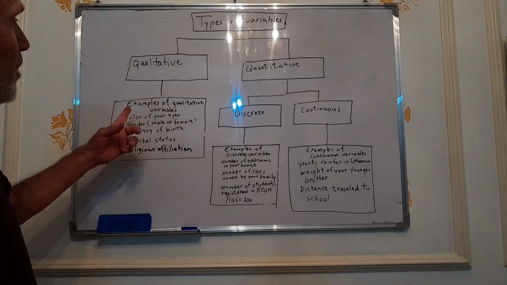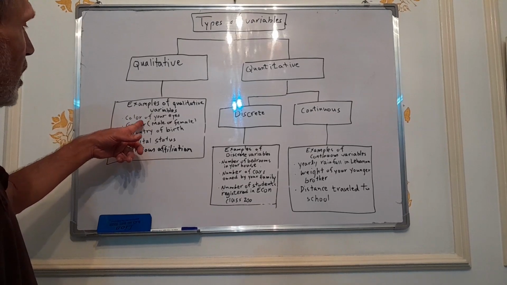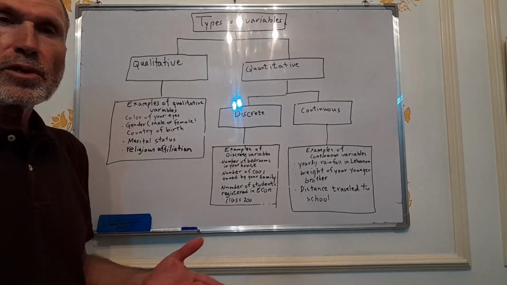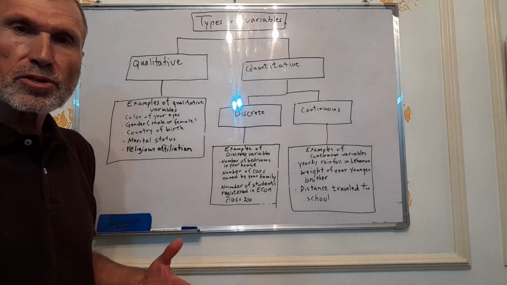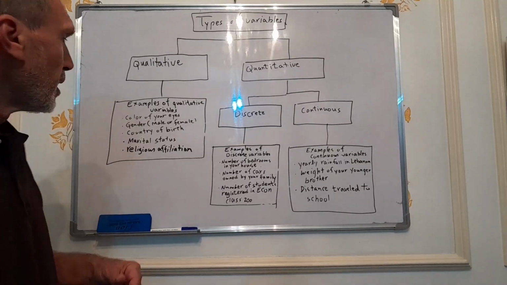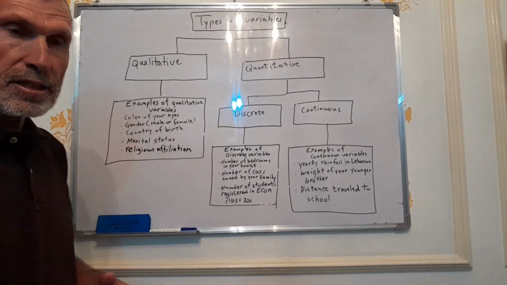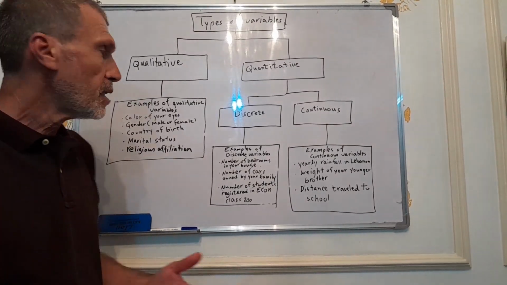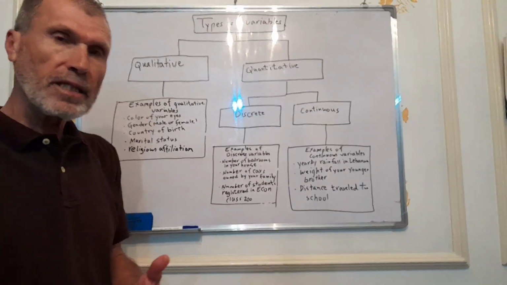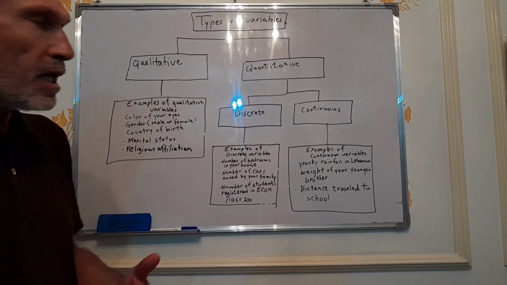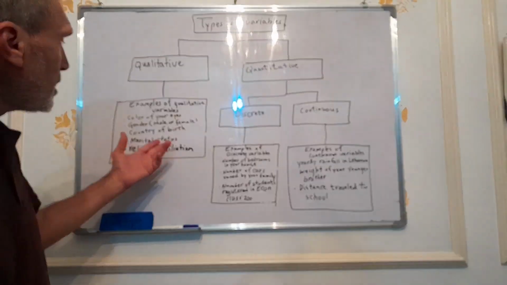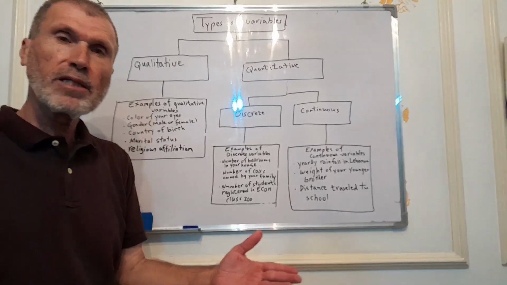Examples of qualitative variables are the color of your eyes, either blue, green, red, and so on and so forth. This is, of course, reported non-numerically. Gender, it is either male or female. The country of birth, it is the United States, Lebanon, Syria, Canada, and so on and so forth. The marital status, whether you are single or divorced.